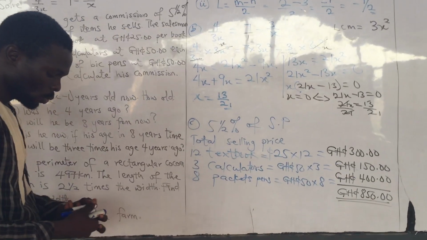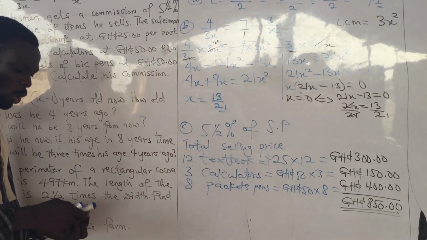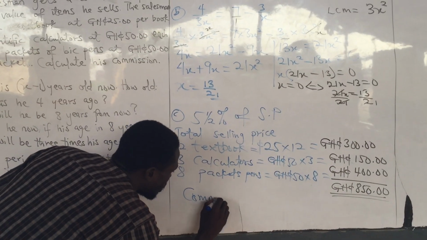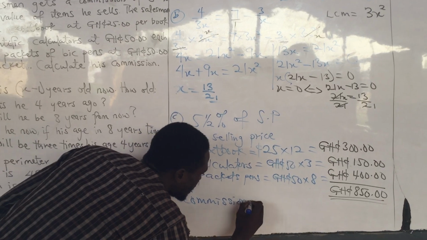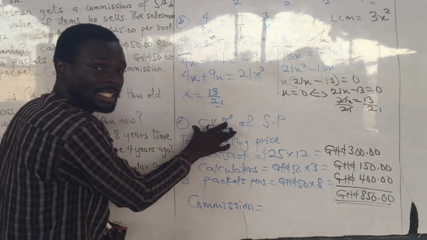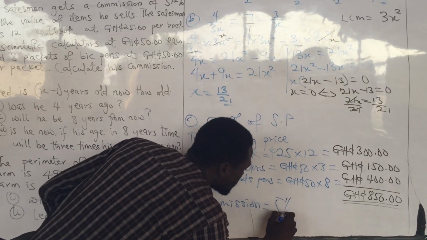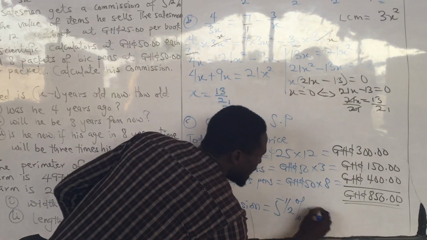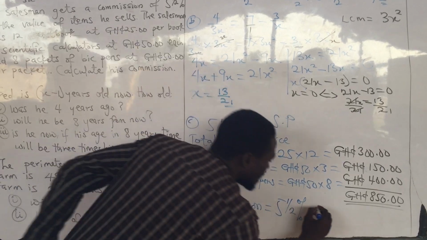Then what do we do? We calculate for commission. Now we calculate for commission. Commission is the percentage given, which is 5.5% of the selling price. What is the selling price?